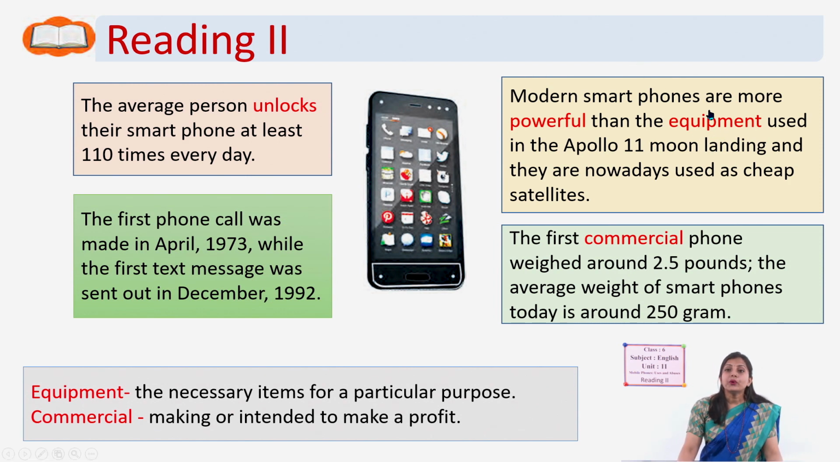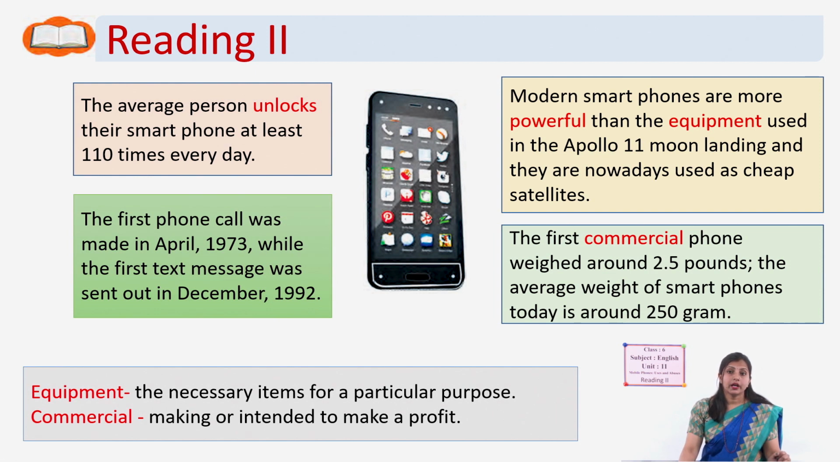Yes, modern smartphones are more powerful. Powerful means very much stronger, having lots of power. Yes, more powerful than the equipment used in Apollo 11, the spacecraft. Apollo 11 is a spacecraft, moon landing, and these modern smartphones are nowadays used as cheap satellites. Equipment means the necessary items for a particular purpose. Yes, devices you can take. So, modern smartphones are more powerful even than Apollo 11.